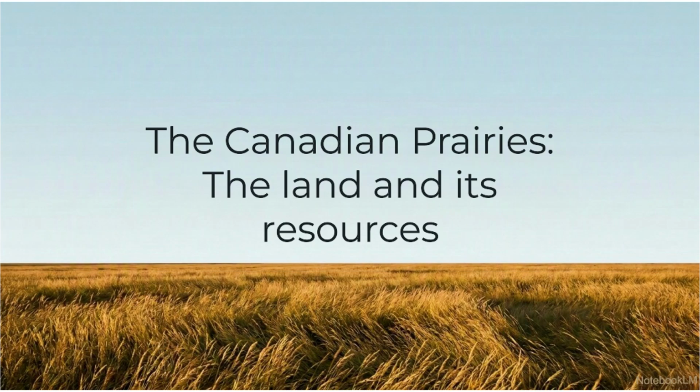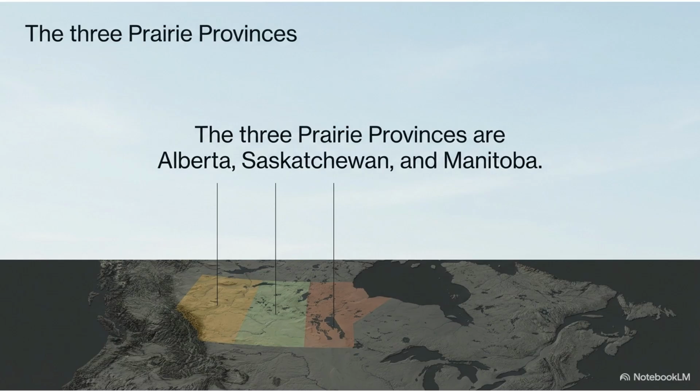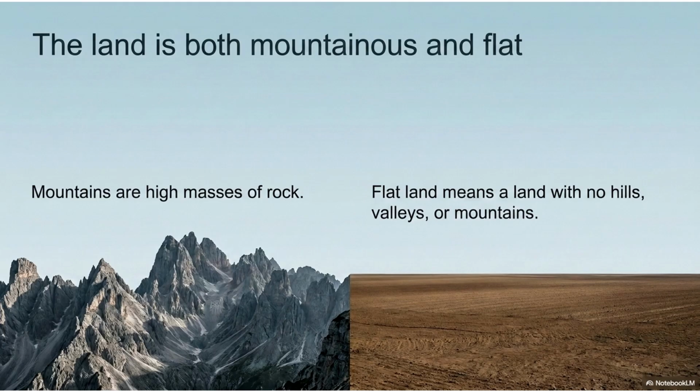The Canadian prairies, the land and its resources. The three prairie provinces. The three prairie provinces are Alberta, Saskatchewan, and Manitoba.